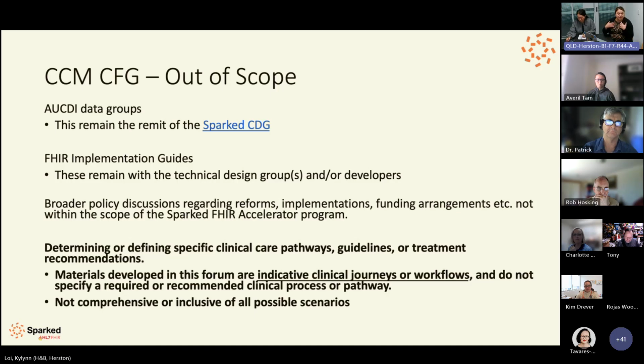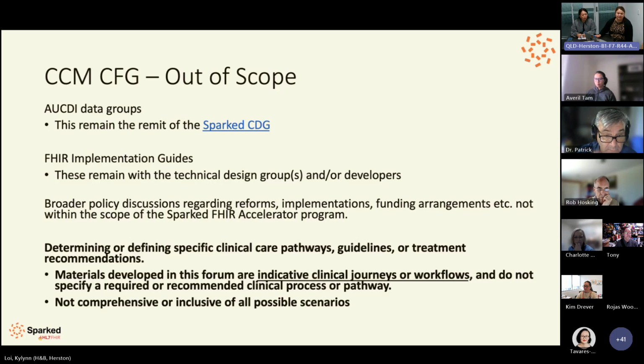Any policy discussions, any questions that come up in regards to policy reforms, clinical pathway recommendations, implementations, funding arrangements, etc., they're not within our scope. We're specifically focused on creating examples to help support the work that we're doing in Sparked. So they're indicative and they're not meant to specify or recommend a particular clinical process or pathway.